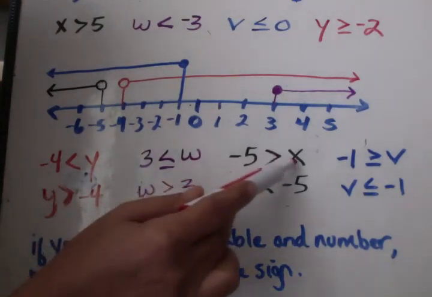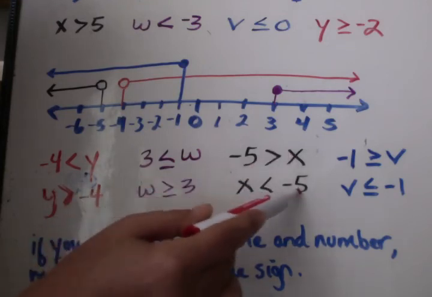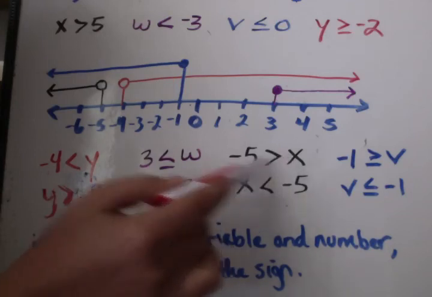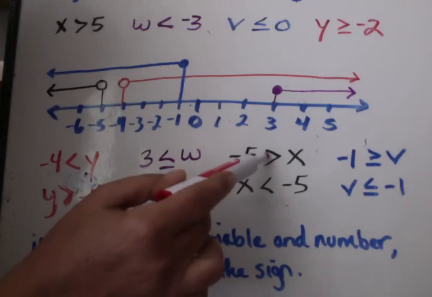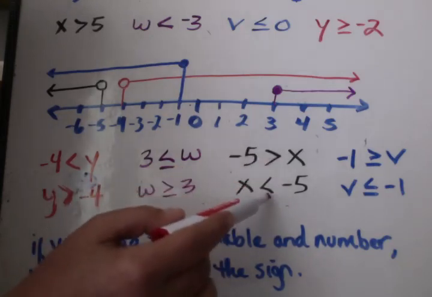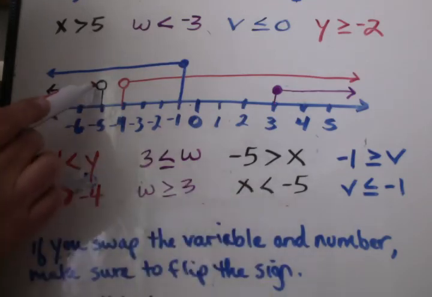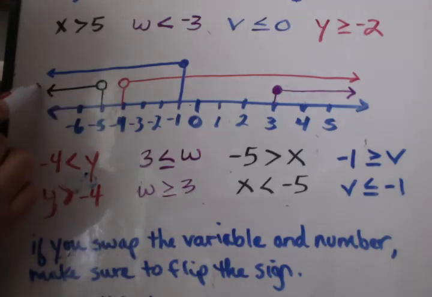-5 is greater than X. I'm going to flip those around, say x and negative 5, but then I have to flip that sign to be less than. I can't just flip these two numbers and keep the same sign. I have to also flip the sign. I change it from greater than to less than. So let's take a look at that. Negative 5 is right here, and x is less than negative 5. Open circle and everything to the left.